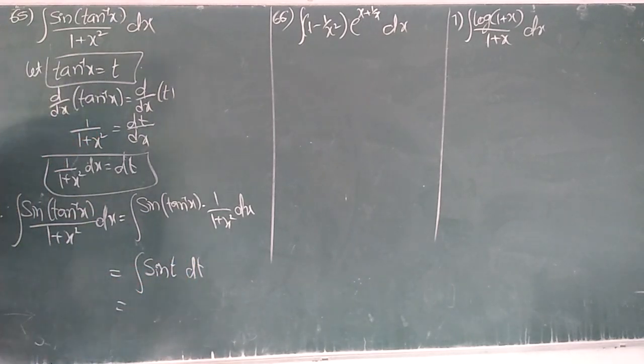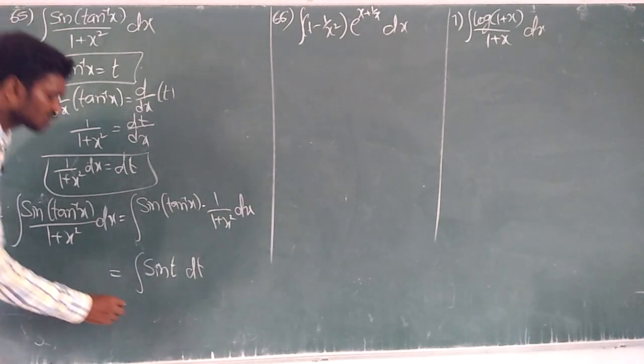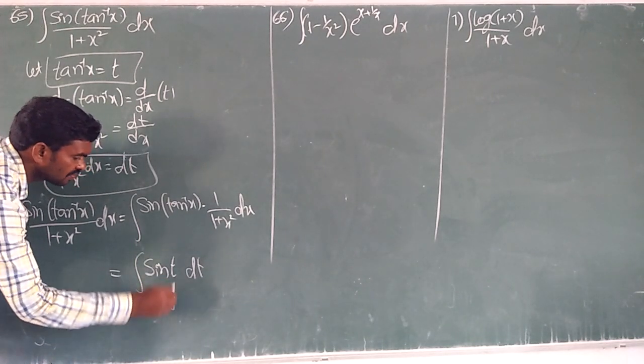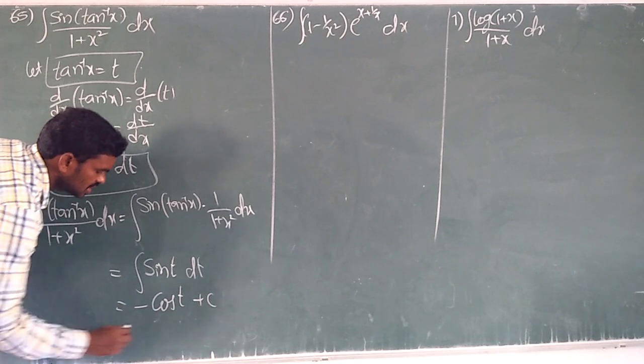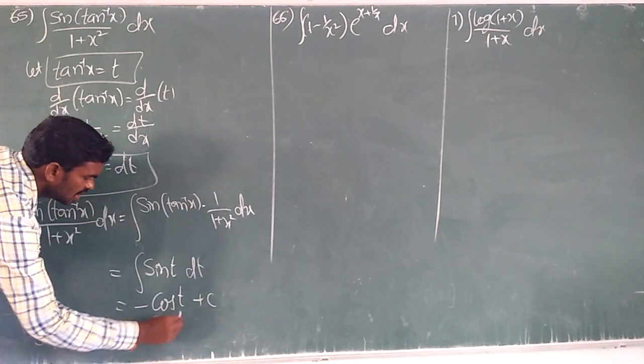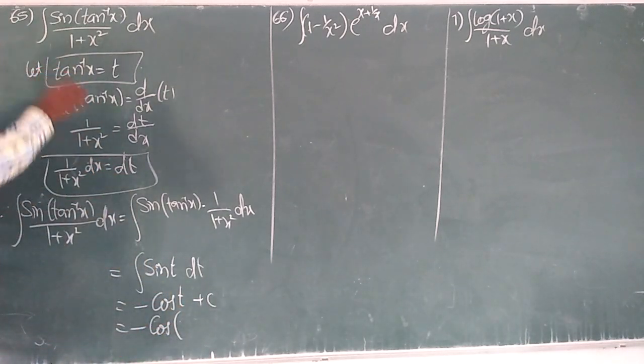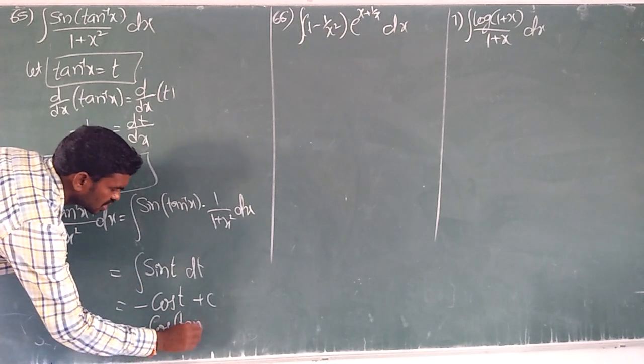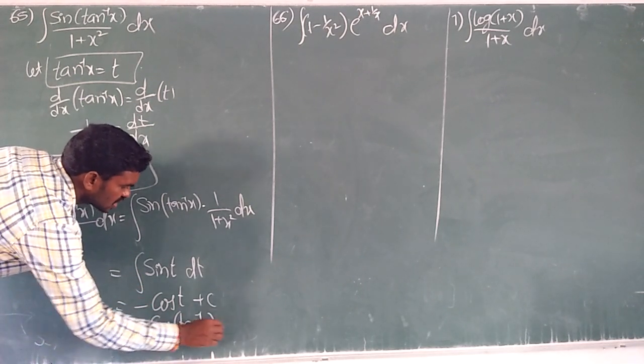What is the integration of sin x? Minus cos x. Here it is in terms of t, so minus cos t plus c. This is the answer. And finally, we have to substitute t as tan inverse x. So the answer is minus cos of tan inverse x plus c.